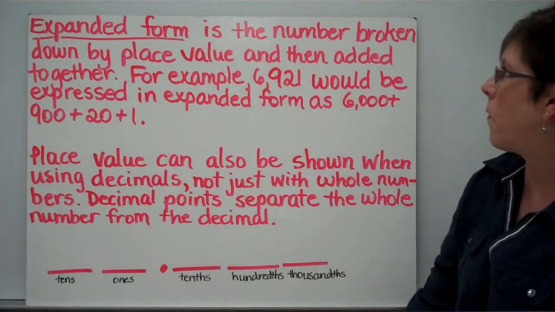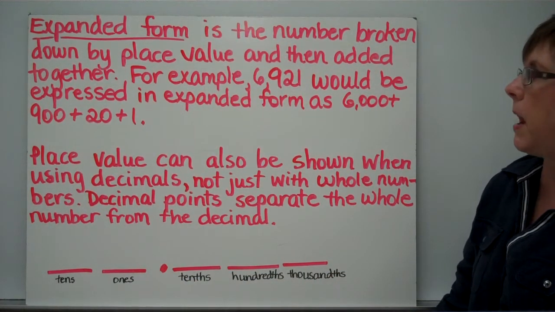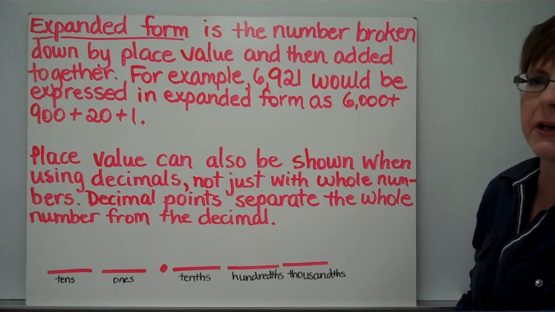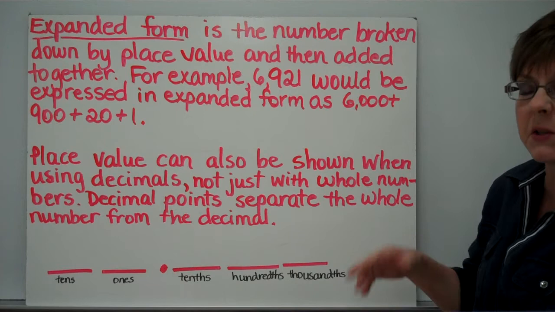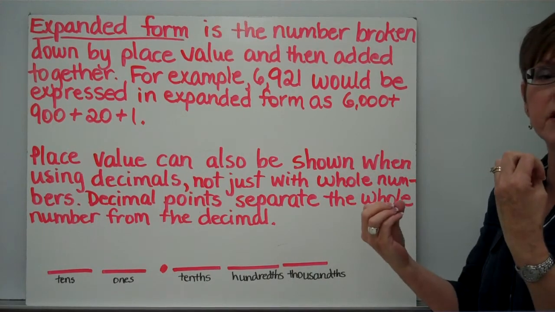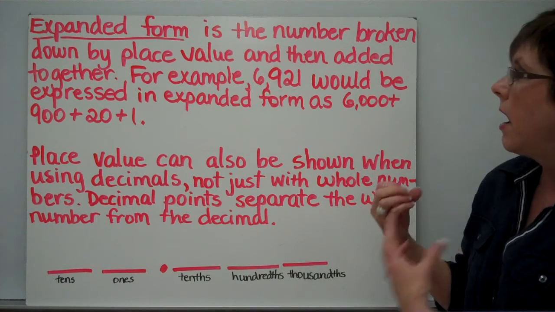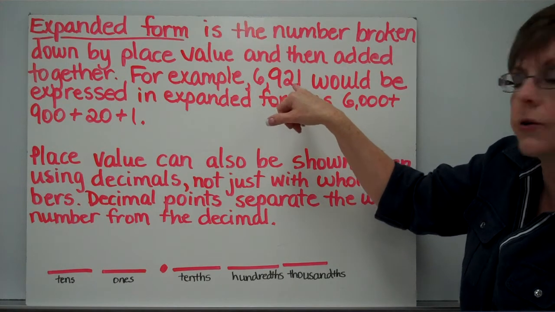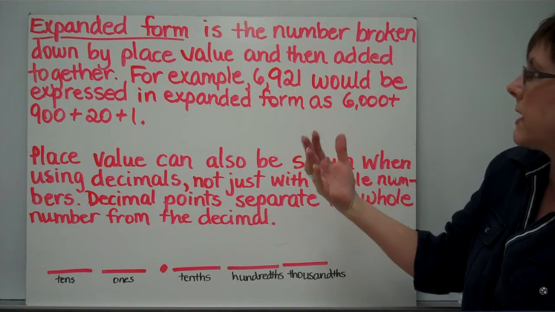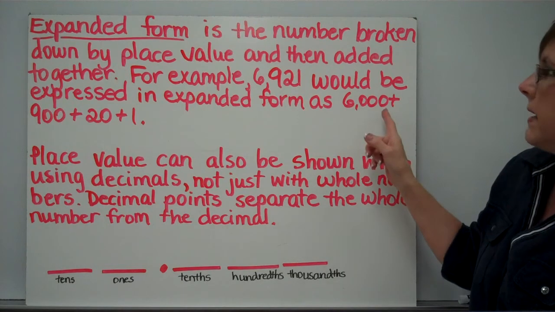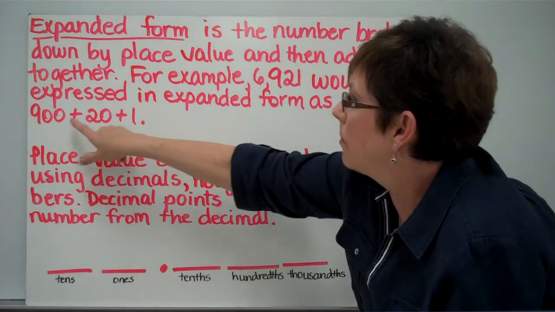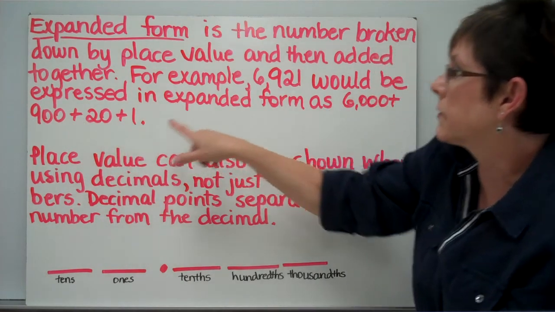Now, expanded form is the number broken down by place value. We add it back together when we're trying to figure out what the number is, but expanded form is actually broken down or decomposed. For example, if we had 6,921, we would express it in expanded form as 6,000 plus 900 plus 20 plus 1.